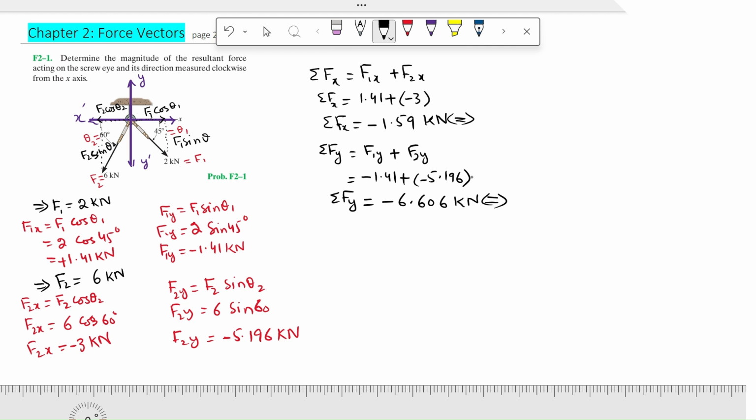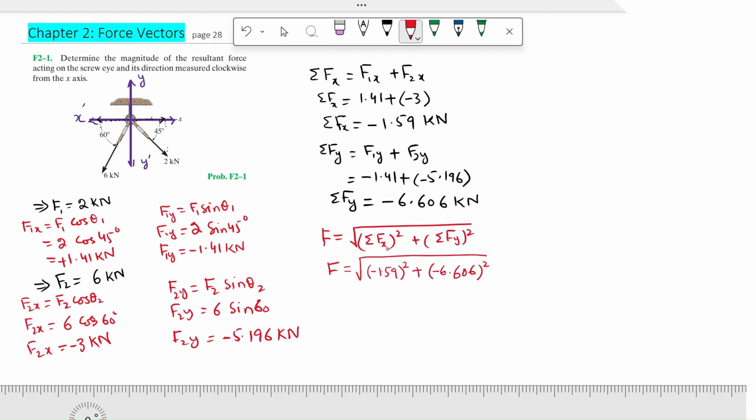So we have two values. Remember these two values. Now for the resultant force, as we know from mechanics, the formula for the magnitude of the resultant force is the square root of summation of f of x squared plus summation of f of y squared. We have the values of f of y and f of x, so we just put the values in this formula.